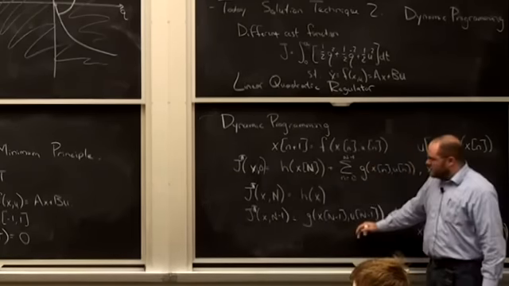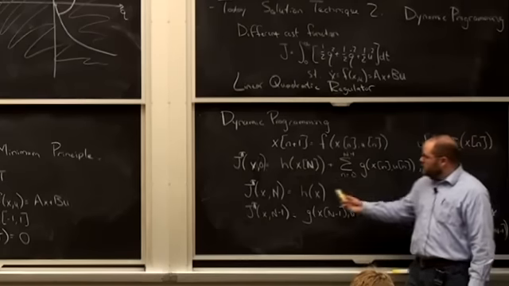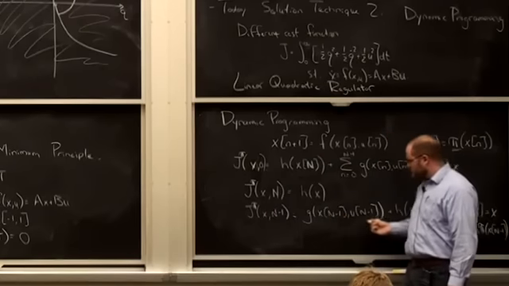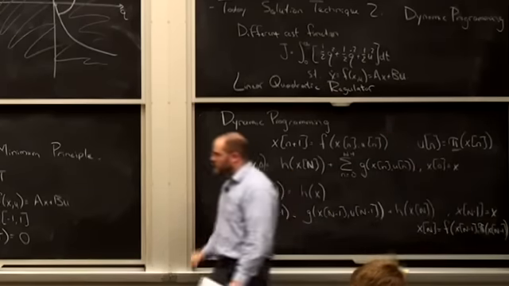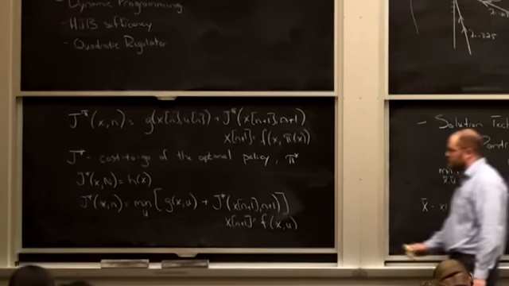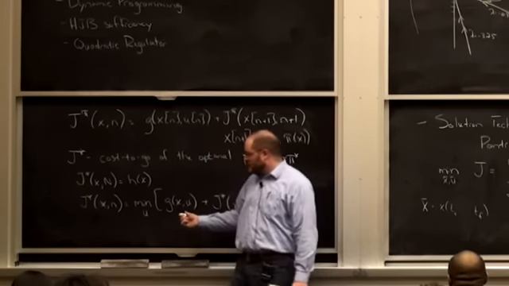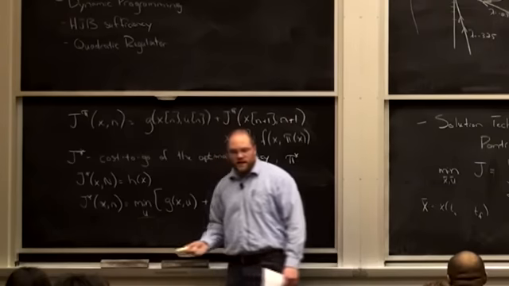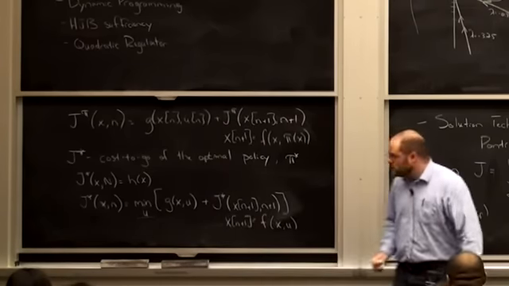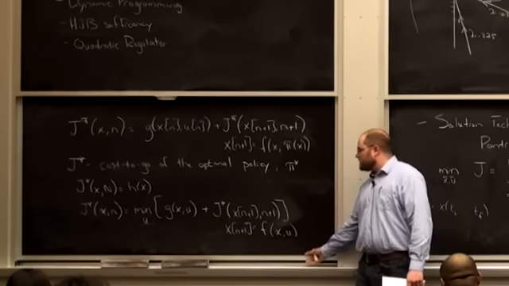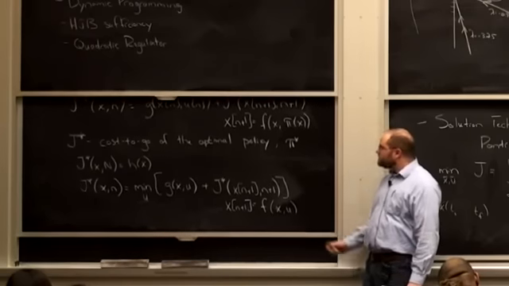So it's easy to see that the cost to go of following a particular policy is recursive. It's more surprising that the cost to go of the optimal policy is equally recursive with a simple form like this, min over u. And this actually follows from something called the principle of optimality.